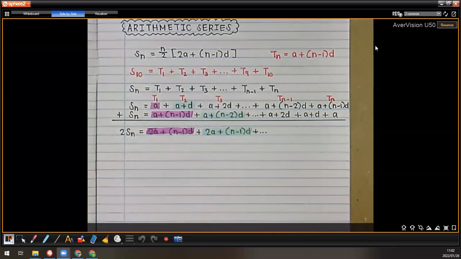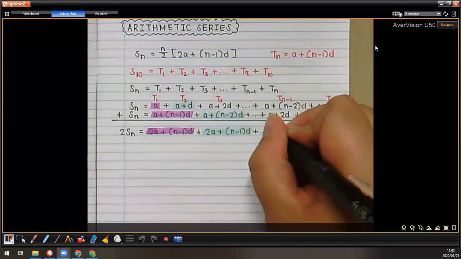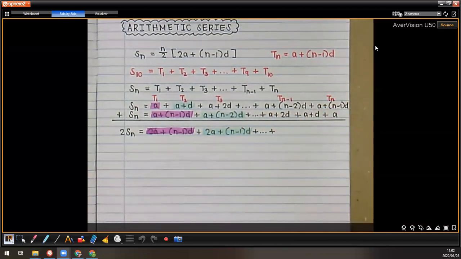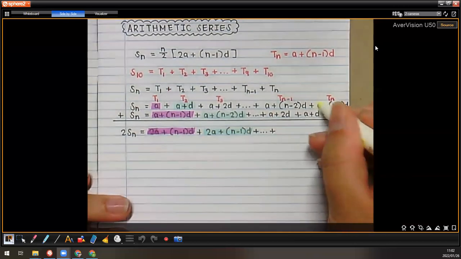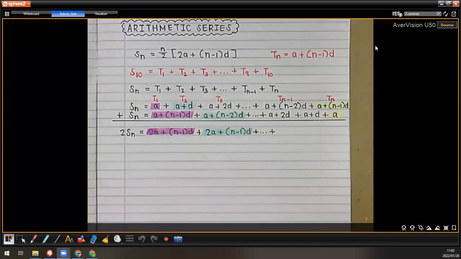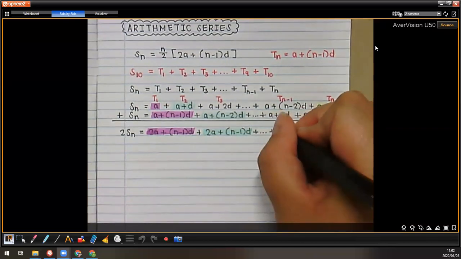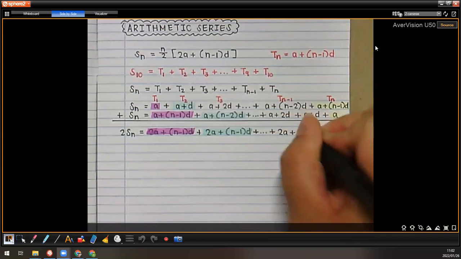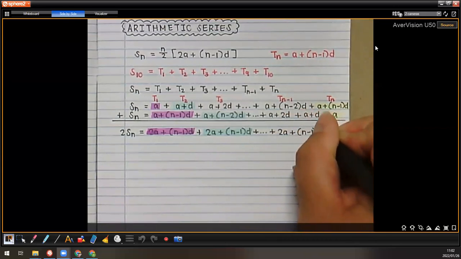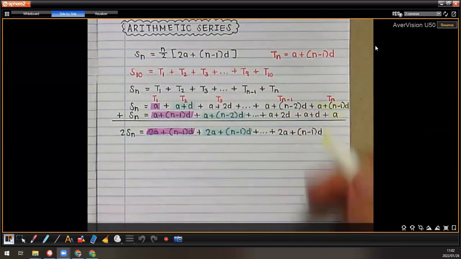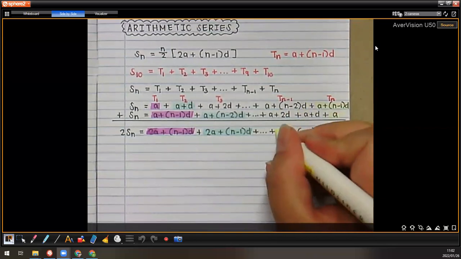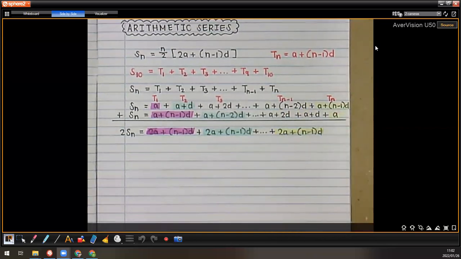All right, now for purposes of this proof, I'm just going to do the last ones as well. So if we're looking at term n here and term 1 here, I'm going to highlight them in yellow. Right, again we have a plus n minus 1d plus a. Again, a plus a is 2a, and then I have a plus n minus 1d. Smudged there, sorry about that.